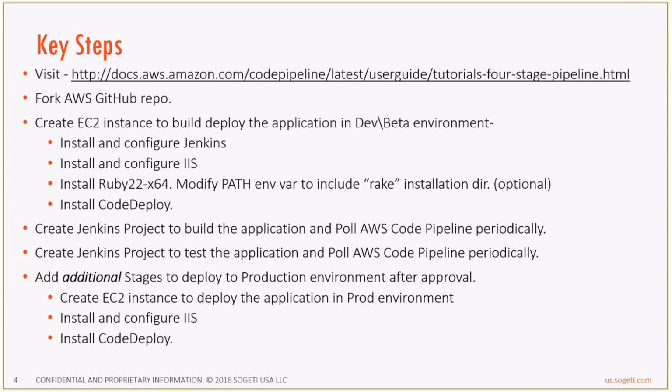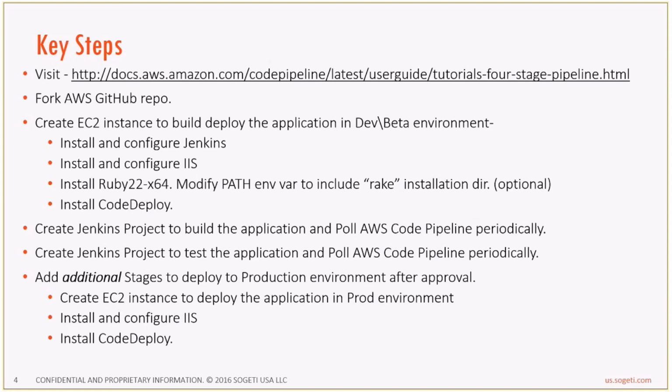The other thing that we have done as a part of this tutorial is that we have created 2 Jenkins projects. The first project is basically to build the application, and the second project is to test the application. And both these Jenkins projects that we have created will be polling our AWS code pipeline on a periodic basis.